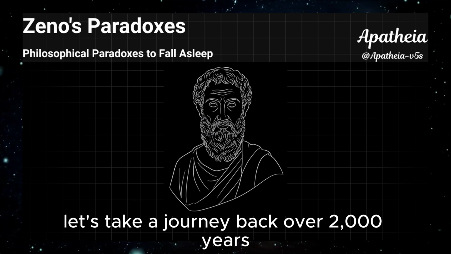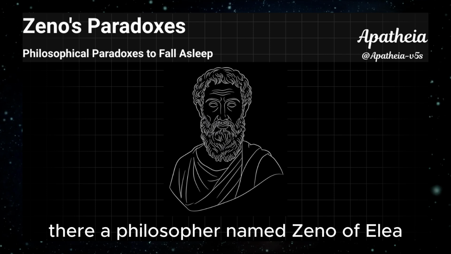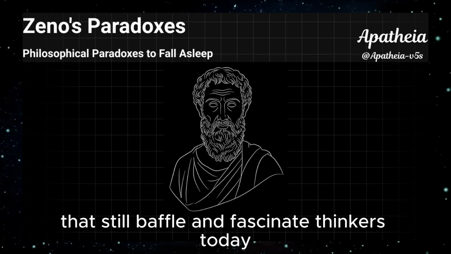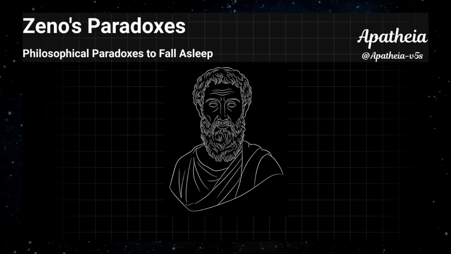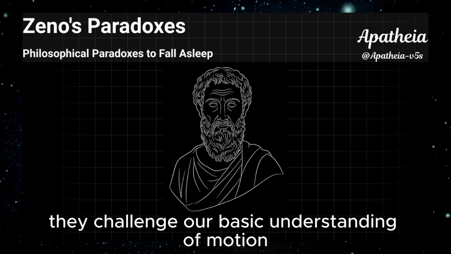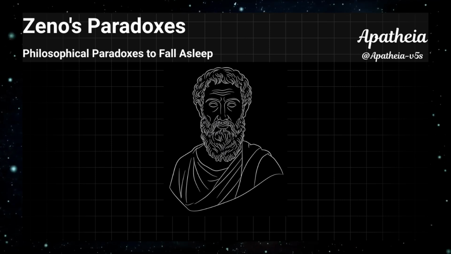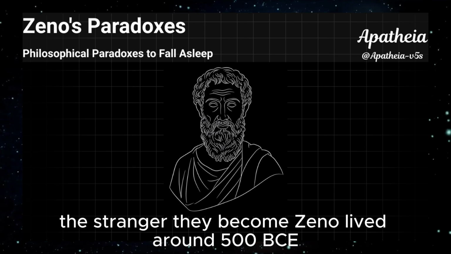Let's take a journey back over 2,000 years to ancient Greece. There, a philosopher named Zeno of Elea posed a series of puzzles that still baffle and fascinate thinkers today. These puzzles, called Zeno's paradoxes, are not just old riddles. They challenge our basic understanding of motion, time, and space. They seem simple at first, but the more you think about them, the stranger they become.